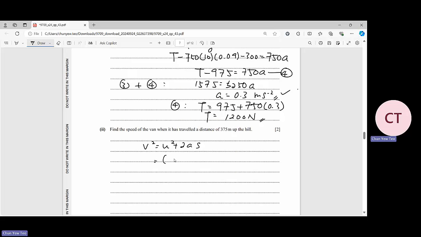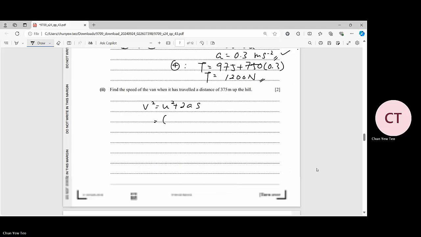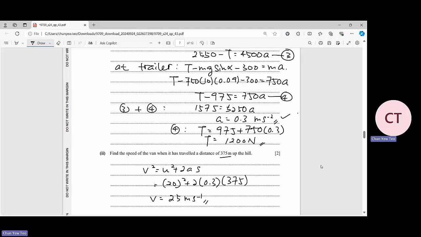Okay, so we want to find the speed. The u is originally you're moving with a speed of 20 meter per second. So this one is 20 squared plus 2a. Acceleration is 0.3. And the distance traveled, they mentioned, is 375 meter. So just press the calculator. You can get the answer as 25 meter per second. Done. This will be the answer for 5B part 2.